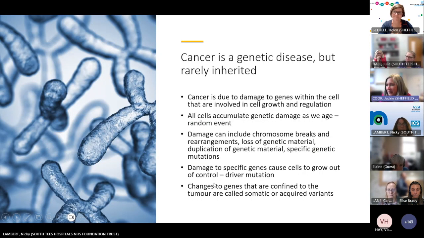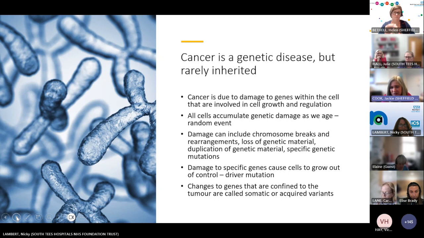There we are. So actually the picture on the left is a diagram of what chromosomes look like within the cell. So my first thing that I want to say about cancer genomics is this statement, which is that cancer is a genetic disease, but very rarely inherited. So I need to explain that statement. So what is cancer? Why do we get cancer?